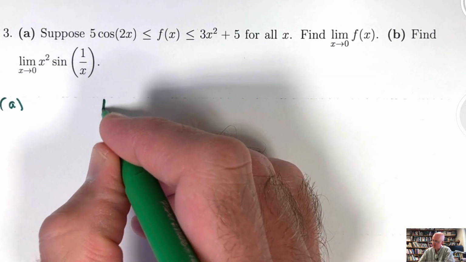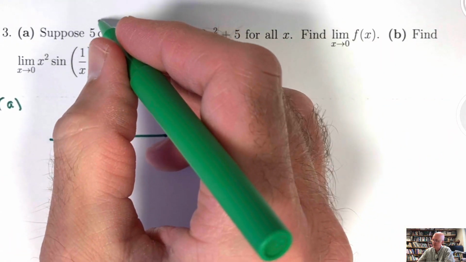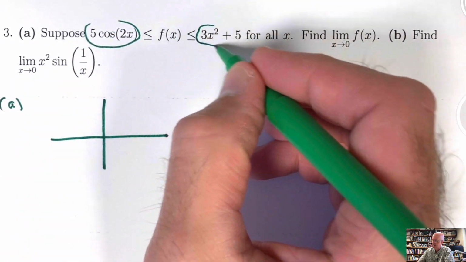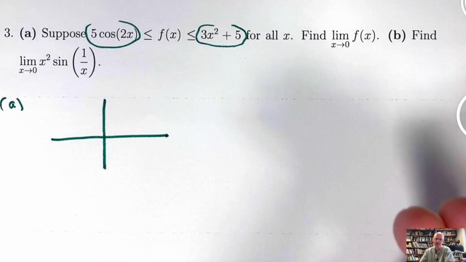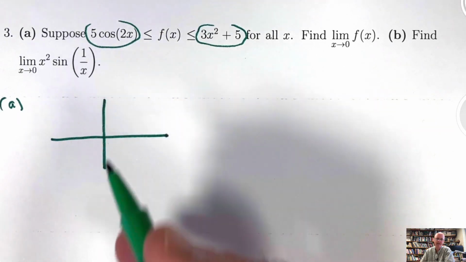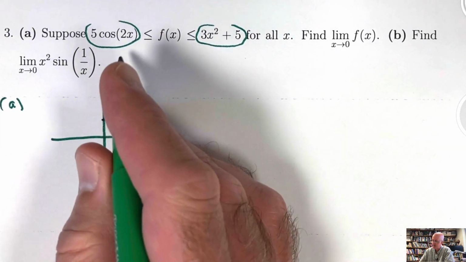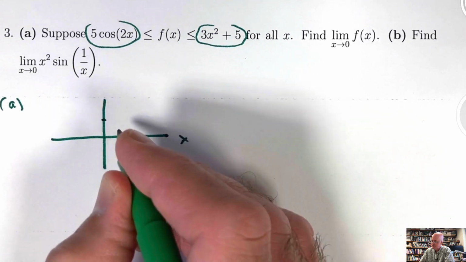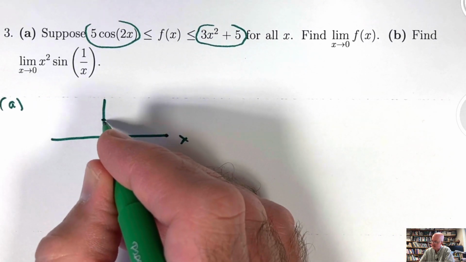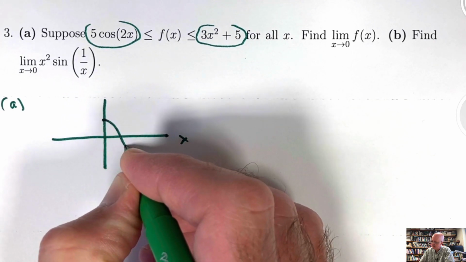So what we want to do is, well, you could use your technology to graph these two functions here and here. I will go ahead and just graph them without technology. 5 cosine of 2x. Okay, so that's a cosine wave which is going to start at its peak when x equals 0 in this case. That peak will be the value of 5 because the amplitude of the cosine wave is 5 here. It's going to be a graph looking like this.